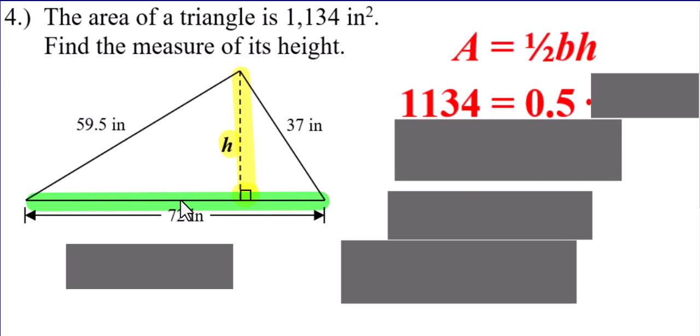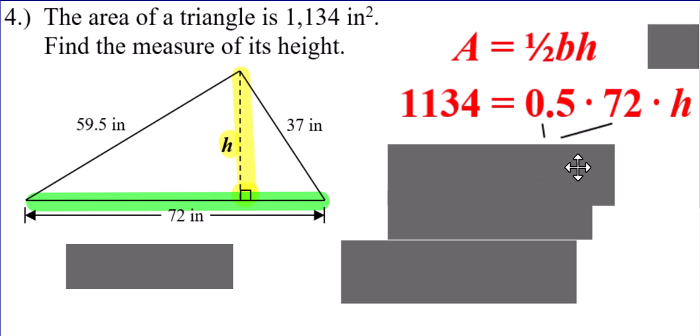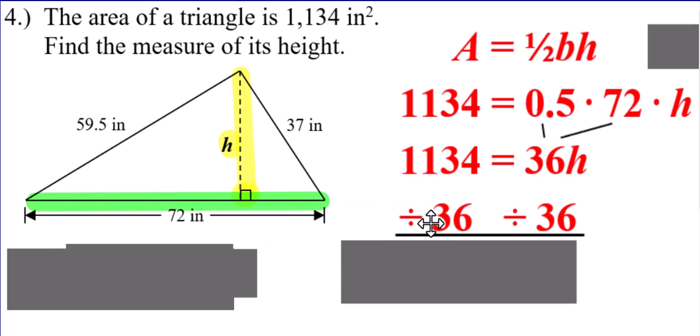So let's write this down. 72 is the base. We just decided that. The height is unknown. Okay, well, let's solve. Instead of dividing by 0.5 separately and dividing by 72 separately, because that's the inverse of multiplication, I'm going to go ahead and just multiply them together. Why not? That would give me 36. So now I got 36 times h. Let's divide. Inverse of multiply is dividing.